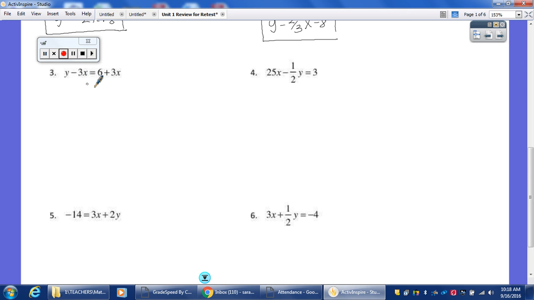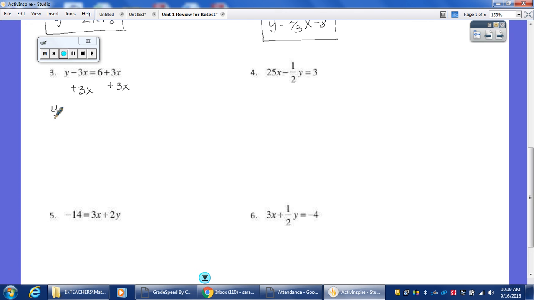Alright, so this question right here has 3's on both sides of the equal sign. Should we freak out? No, it's totally fine. I still am going to follow the same steps, which is that I want to get y alone. This negative 3 is in my way. And so what I'm going to do is move the negative 3, and I do that by adding 3x to both sides.